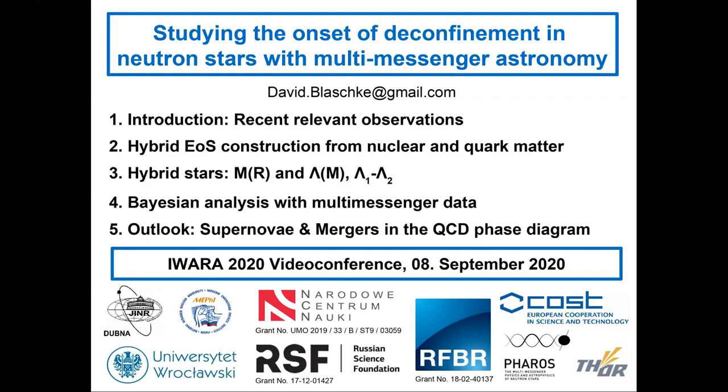Then I will discuss the hybrid star solutions. We will test with Bayesian analysis against the priors from the multi-messenger data which of the models have the highest probability of being true. And with this Bayesian analysis we can also explore what would happen if an experiment, an observation would be more precise, if the result would be a little bit different from what it actually is. And so I will report on such investigations.